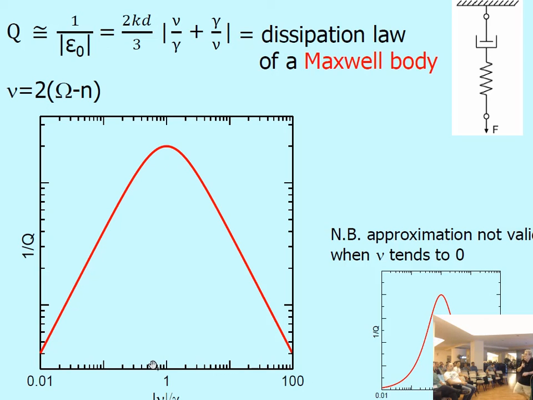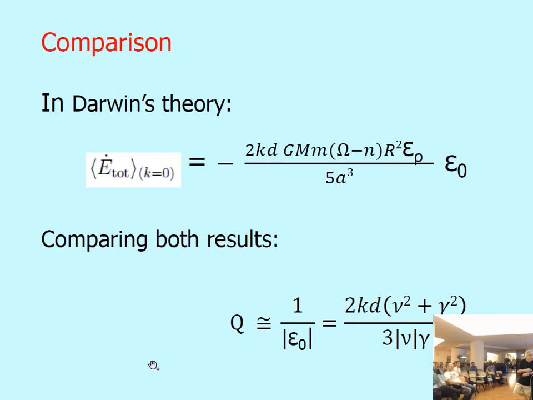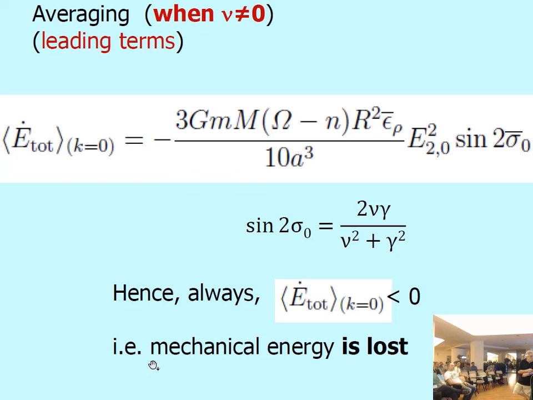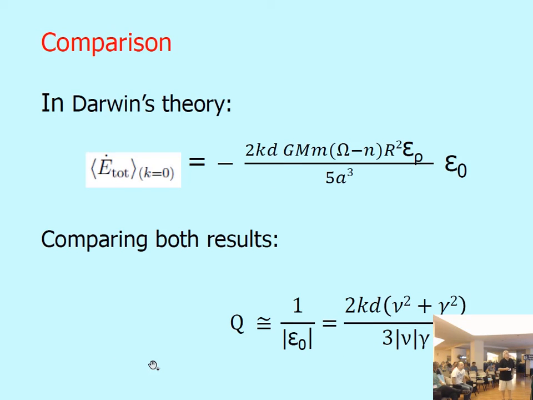But I have to call your attention to the following. I forgot to say this: when nu is different from zero, I am looking not at the case where the bodies are trapped, but where the bodies are freely rotating. They are not in the equilibrium situation.